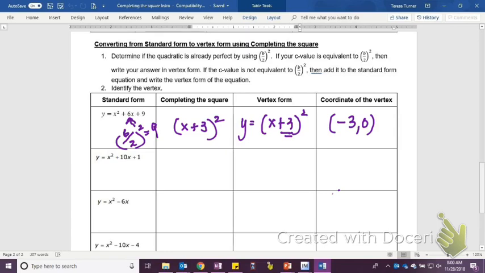For the next one, 10 over 2 squared is 5 squared, which is 25. That's not the c value, so it's not a perfect square. So what we're going to do is we're going to add the 25 so that we can get a perfect square.